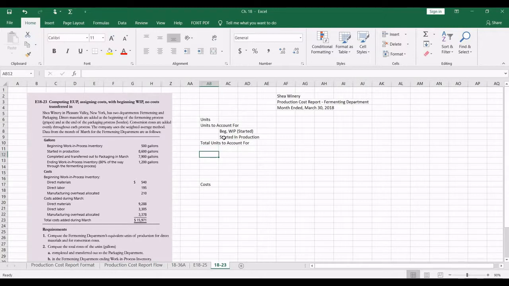Once we've done the units to account for, now we do units accounted for. Okay, that's the heading. Tab in. The next line, completed and transferred out. Okay, next line should be ending work in process.